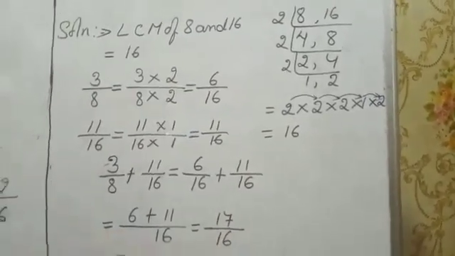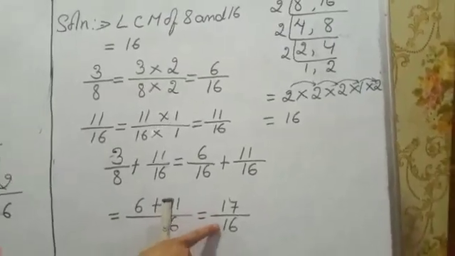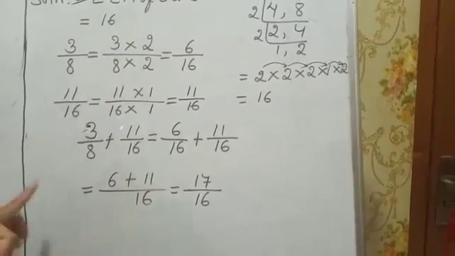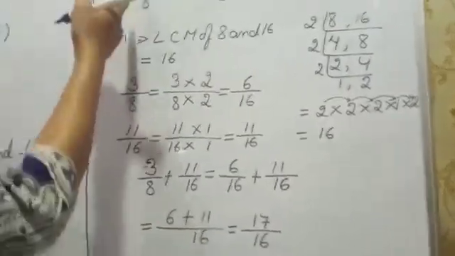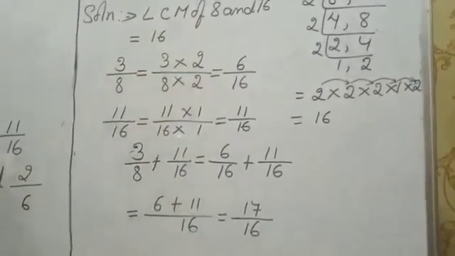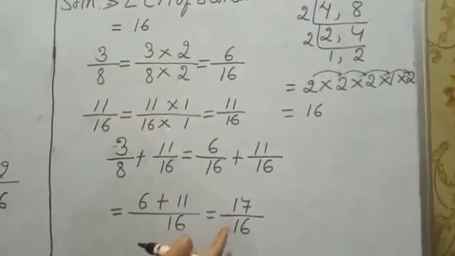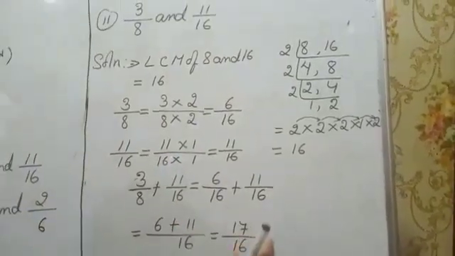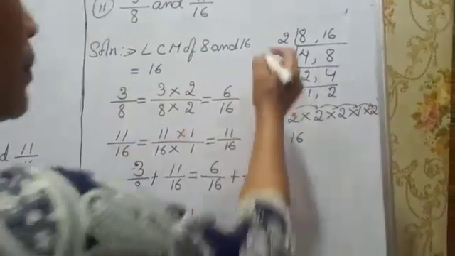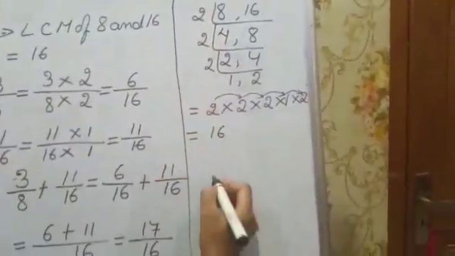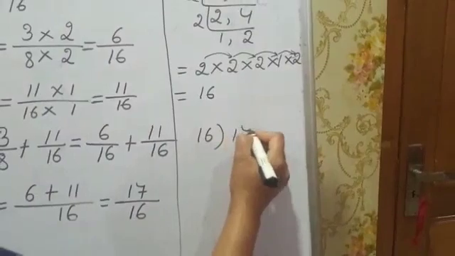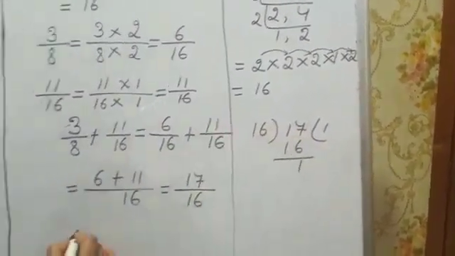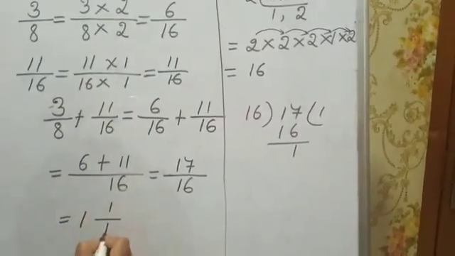Now the answer that we have got after adding the given fractions 3 by 8 and 11 by 16 is an improper fraction, because the numerator is greater than the denominator. So we can convert it into the mixed form. Let's see how. We have to divide 17 by 16. 16 1s are 16, then remainder 1. So it equals 1 whole number and 1 by 16.